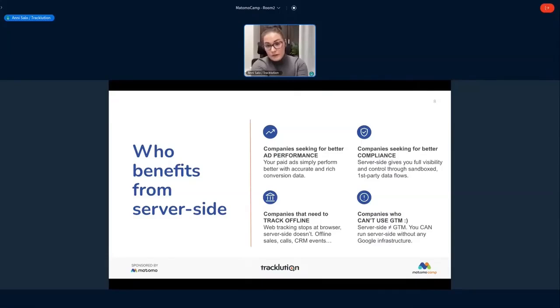Companies that need to track things that are happening offline. So collecting leads, what happens to the leads after that? Or even, it might be a fully online business, but you have a trial period or some kind of handling period. It might take 2 weeks until the sale is finished or fulfilled. And in the traditional browser-side environment, it gets broken quite easily, because, for example, cookies are limited to 7 days on iOS devices.